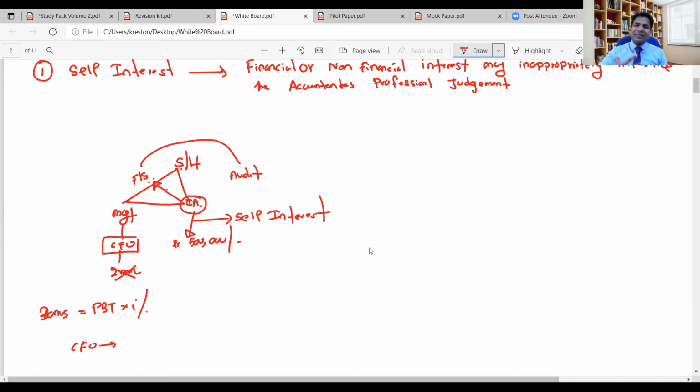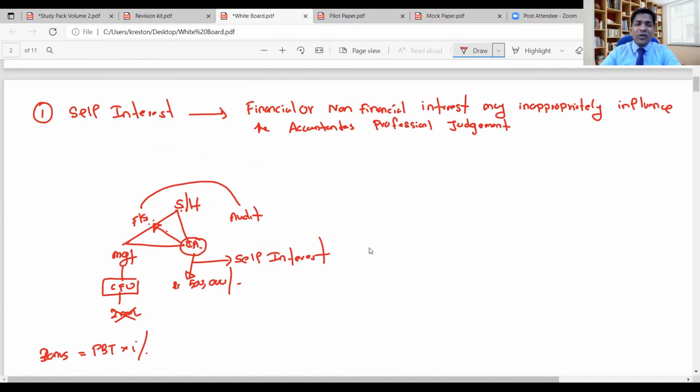Now see, even though you try to do your professional duty, other interests, other challenges, other limitations, other barriers, other bottlenecks are coming and impacting your decision making. That is why I told you a financial or a non-financial interest may affect the particular chartered accountant's professional judgment as required by the relevant standards. Right? So I hope that it's very clear.